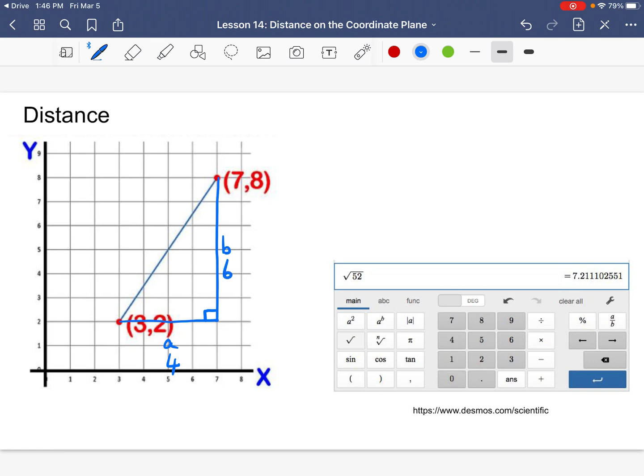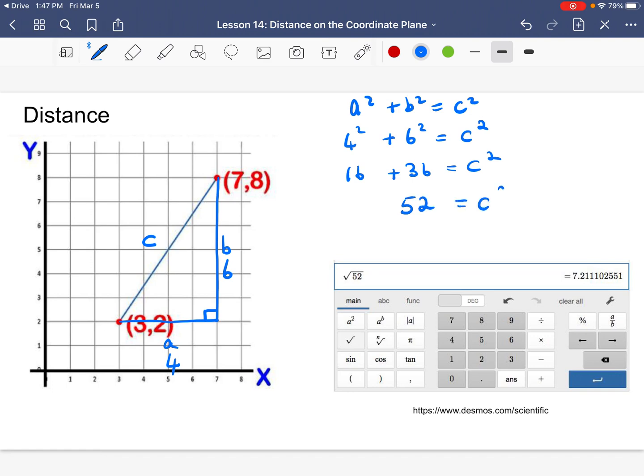And I'm going to use the Pythagorean theorem. I always write it out, A squared plus B squared equals C squared. Oh, I forgot to label C on the triangle. Okay, so 4 squared plus 6 squared equals C squared. Because I have the two legs, I'm calculating the hypotenuse. So 16 plus 36 is C squared. 16 plus 36 is 52, is C squared.